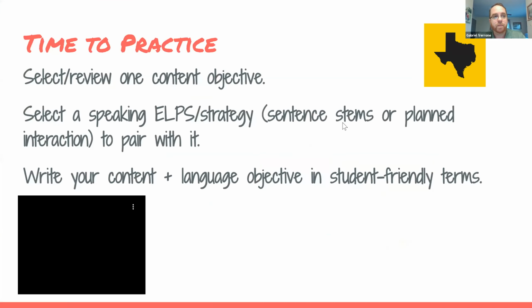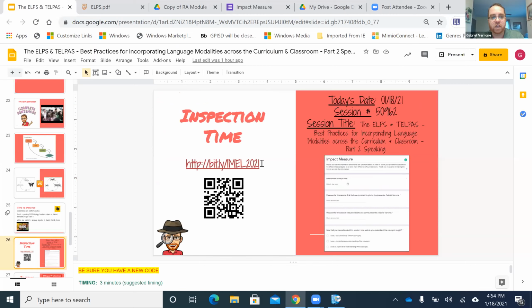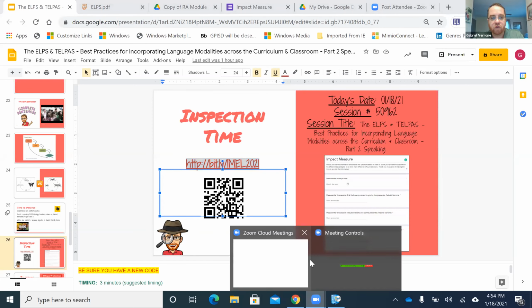All right, we're almost done. No, we don't have time for that. Sorry, guys. I'm going to drop this in the chat. I need you to just do a quick impact measure for me because it helps me know what you learned and my bosses also require it. So I'm going to drop this in the chat. Maybe no, because I have to stop my share. Sorry about that. So let me open this.